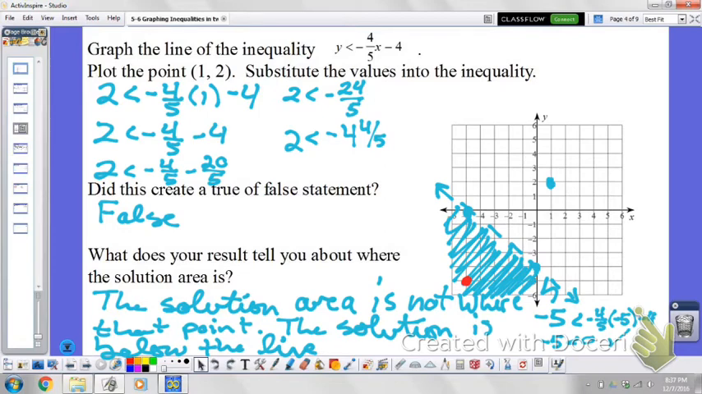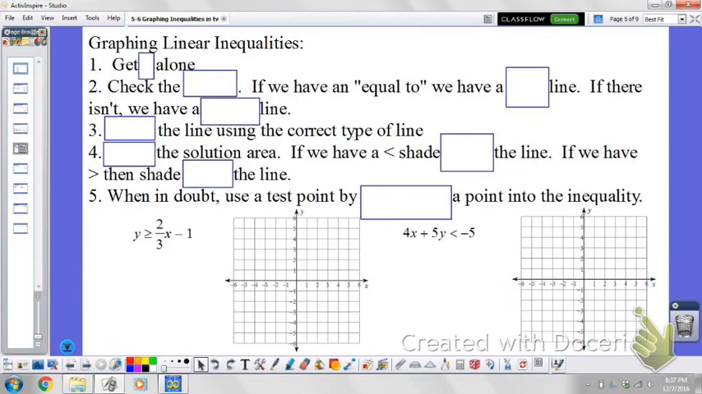So now that we know all this, now let's get some solid notes on how to graph these inequalities. So to graph linear inequalities, the first thing we want to do is, just like we're graphing a regular equation, we want to make sure y is alone. So get y alone. Once y is alone, we know what we can graph. But before we do that, we need to check the symbol. So check the symbol. That symbol tells us what kind of line we have and where we're going to shade eventually.